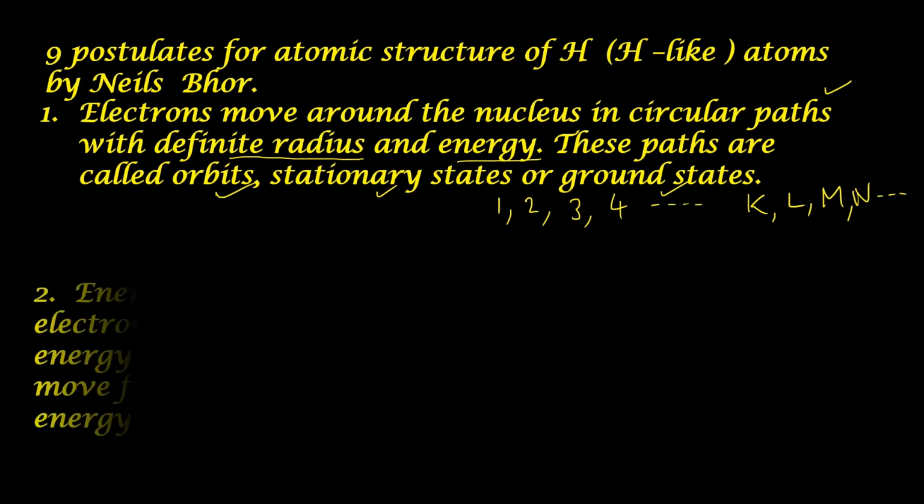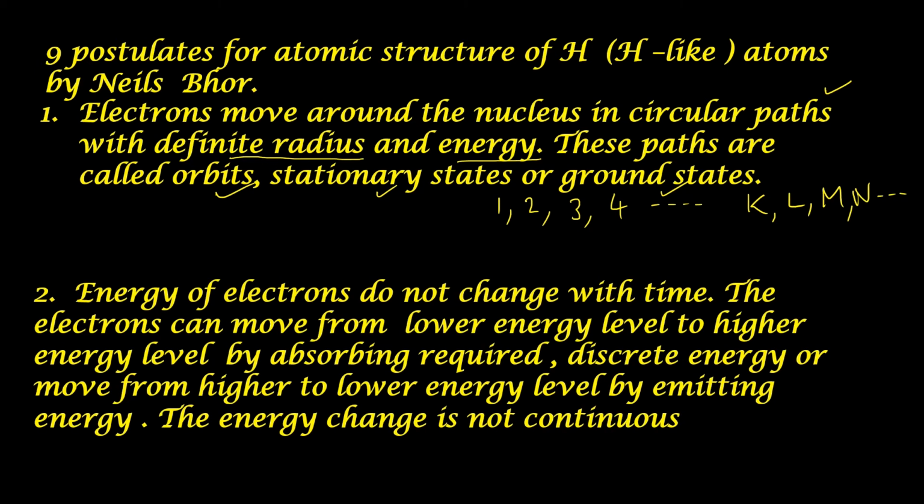The second postulate gives us an idea about the energy of electrons in their ground states. Energy of an electron does not change with time. As per Rutherford's atomic model, it is losing energy. Bohr continues to say that the electrons can move from lower energy level to higher energy level by absorbing the required discrete energy, that is not continuous energy, or move from higher to lower energy level by emitting energy. This is what we discussed under atomic spectra.